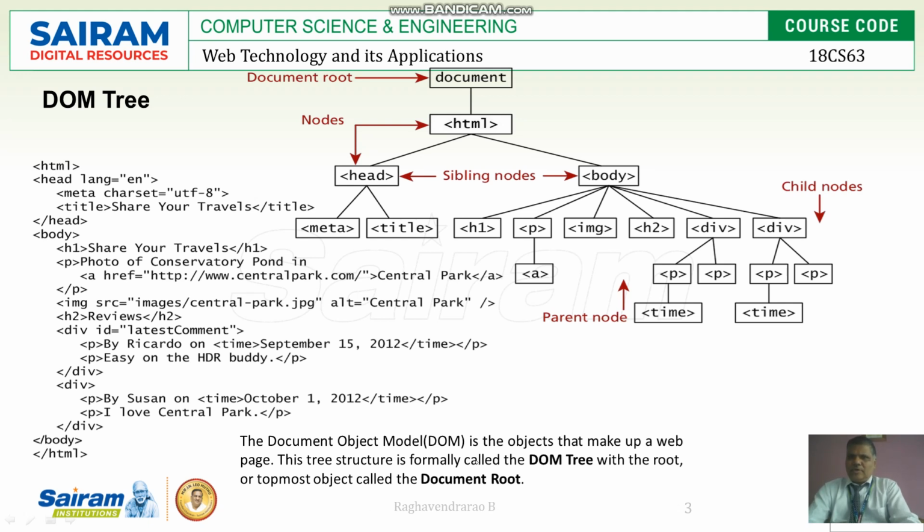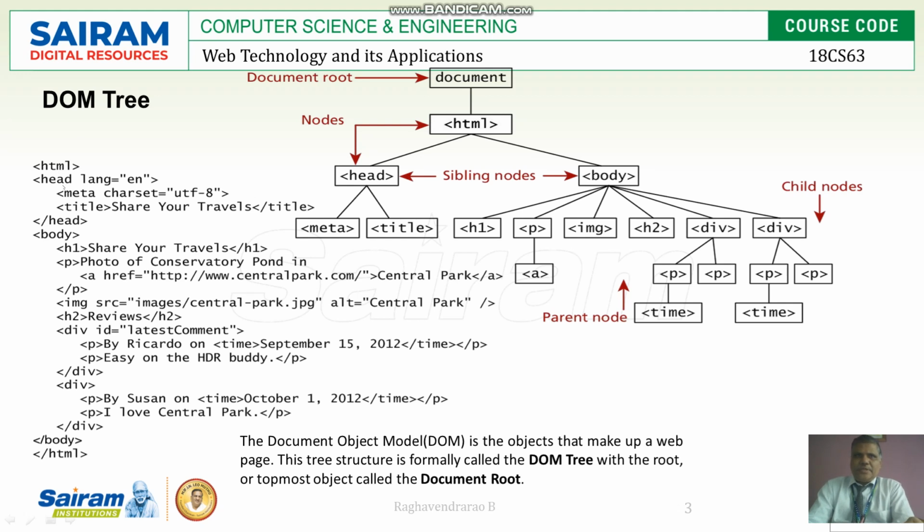In this, the Document Object Model makes up a web page. This tree structure is there, right? Formally called the DOM tree. This is a DOM tree, and the topmost element is the DOM root. HTML, head, these are all the elements. Okay, so when these tags are there, how many inner tags are going to be there, those things are going to be written over here. Okay, you can see that example over here.